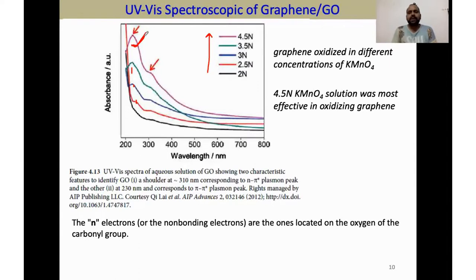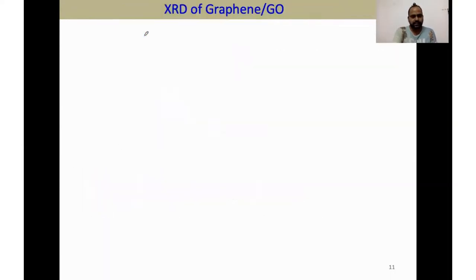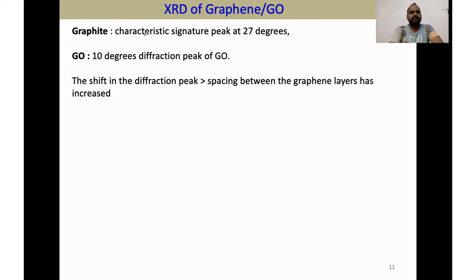The next one is the X-ray diffraction of graphene and graphene oxide, which is also one common technique, but it is not so appealing. We generally do the XRD analysis and can get some kind of information. If we do the XRD analysis of graphite, we get a very clear-cut peak at 27 degree 2 theta. But if we have graphene oxide, then this peak appears at 10 degree 2 theta value of diffraction peak. So there is a shift in the diffraction peak.